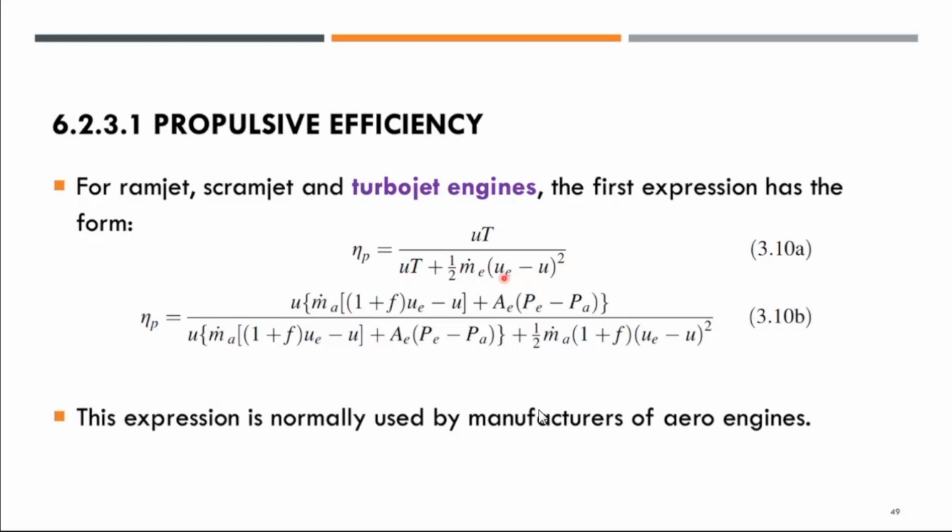However, for 3.10b, you have the component of the airflow ratio, fuel air ratio, F. You have the component of the pressure, as well as the component over this expression. And this is normally being used by the aero engine manufacturers when they want to decide what is the propulsive efficiency that can be produced by their engine.